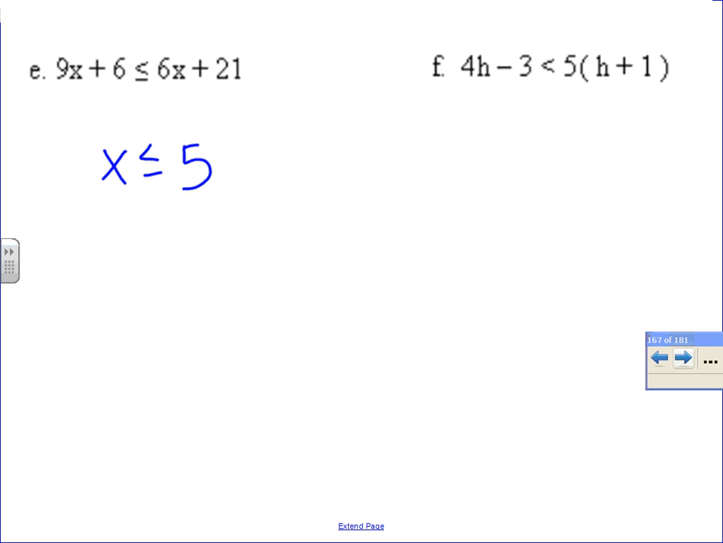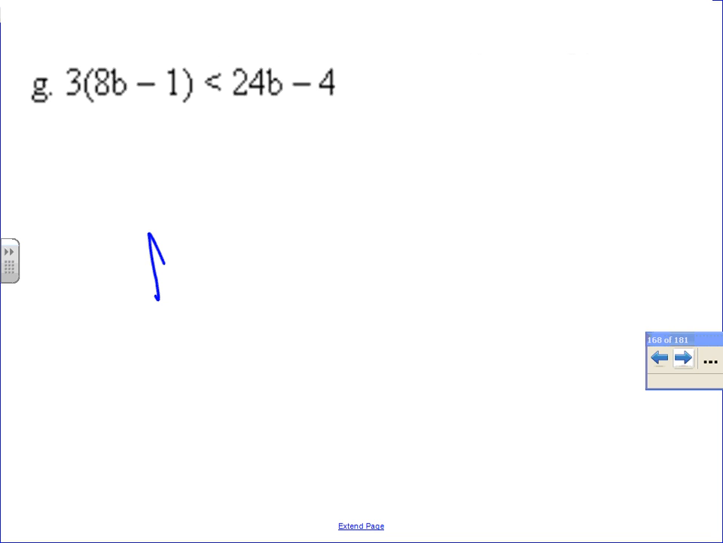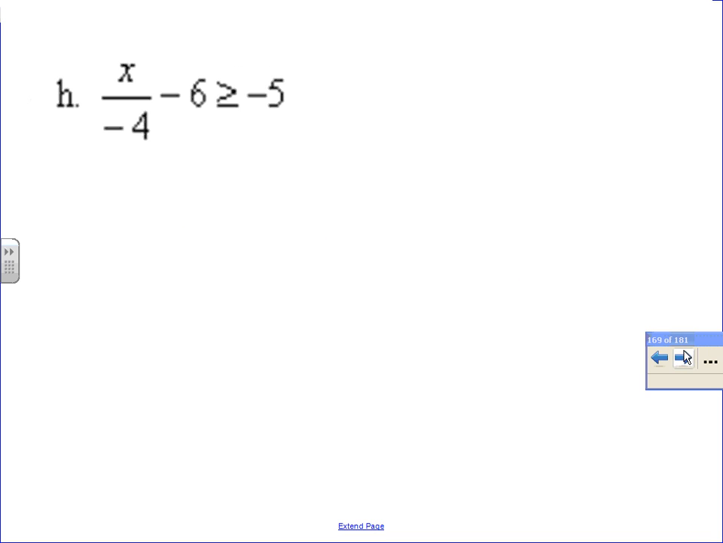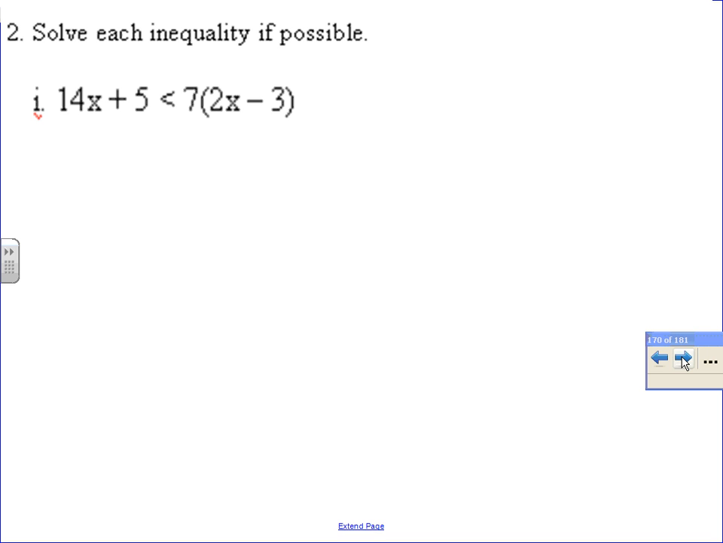Good. Matt and Donatus, what did you get for letter F? Perfect. Okay, Annalise, what did you and Charles get for letter G? Good, no solution. It was a false statement, so no solution. Okay, Adam and Briar, what did you guys get for letter H? X is less than or equal to -4. Okay. Mary, what did you and Sean get for 2I? Good.